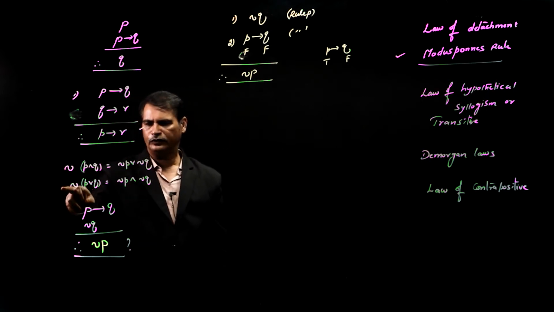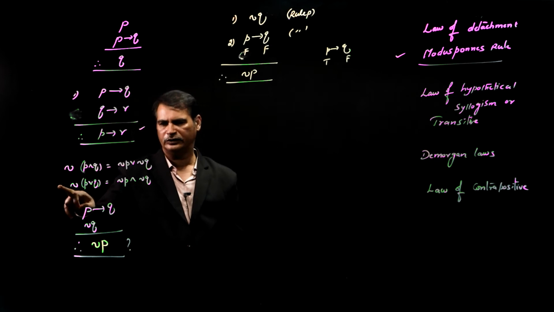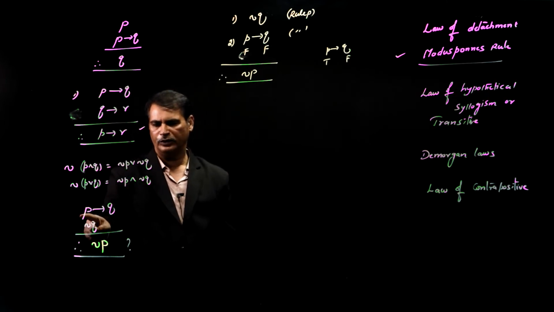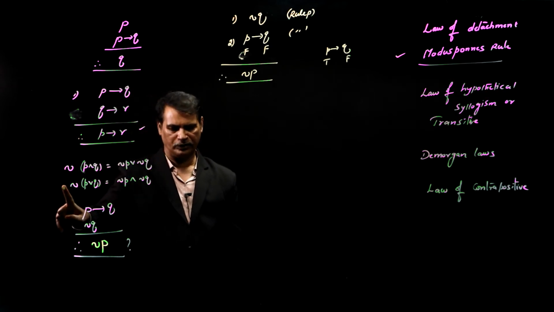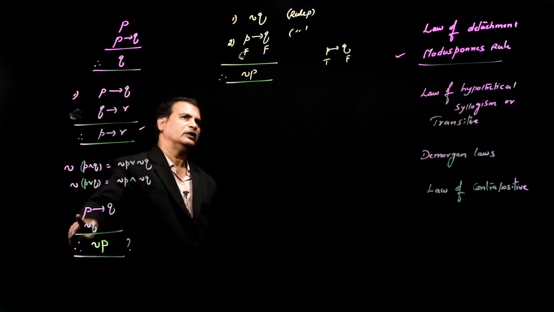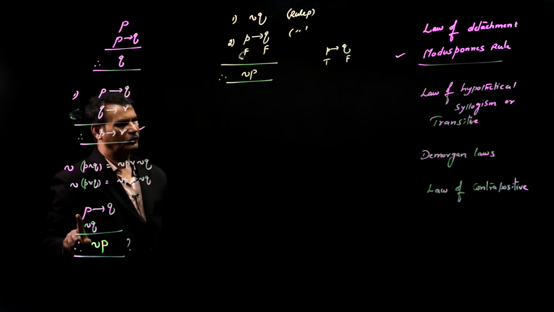Next, these two are called De Morgan's laws. Negation of P and Q is equal to negation P or negation Q. Negation of P or Q is equal to negation P and negation Q. So we get these two laws, which I call De Morgan's laws. The last one is called the contrapositive law. Just now I explained how we get this.